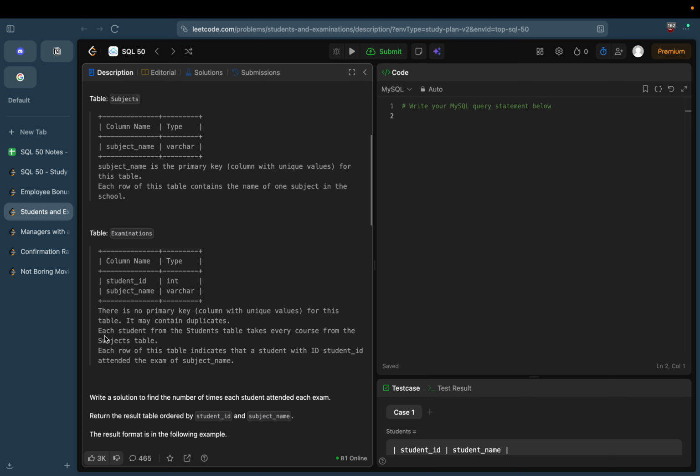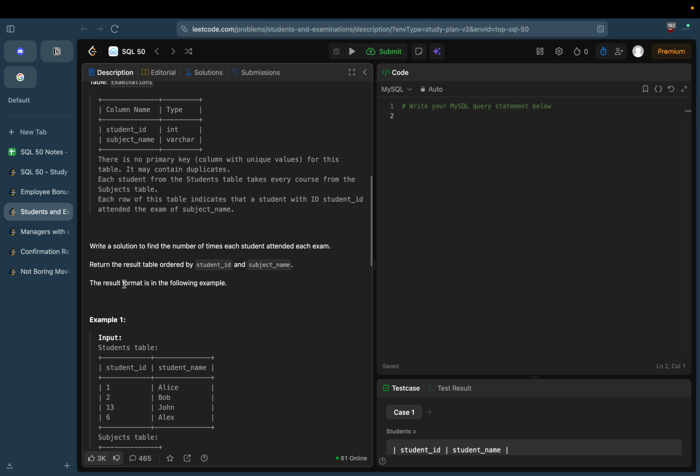Because this information is given to us: each student from the students table takes every course from the subjects table. You have to make a combined student-subject cross join table and then move ahead. Each row of this examinations table indicates that a student with ID student ID attended the exam of subject name. I think that is understandable. This table gives us the information about what exams a student took.